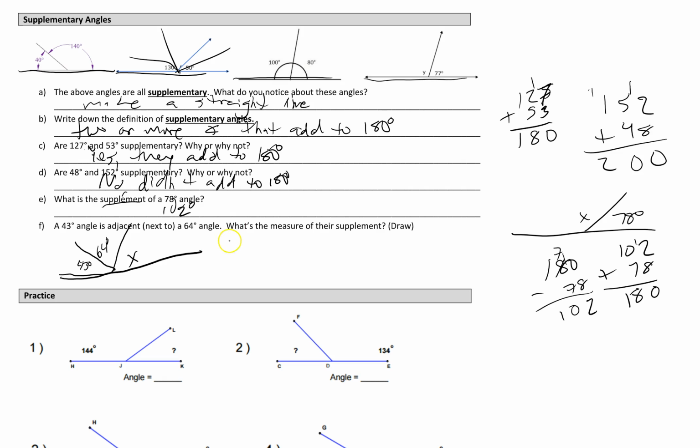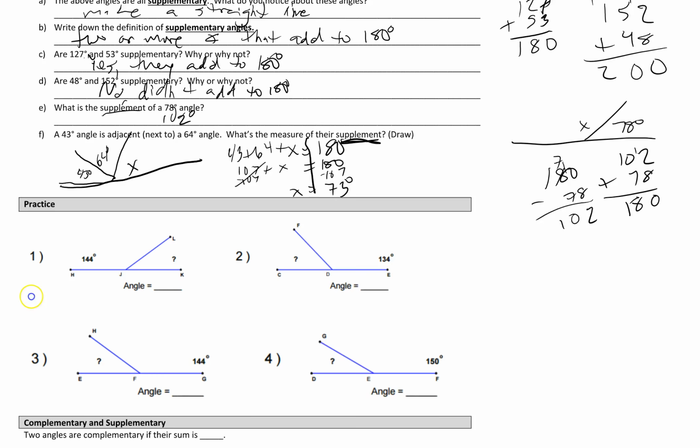So just like before, we can say 43 plus 64 plus x. This time they're equal to 180 since we're talking about supplementary angles. Again, it's just an equation. We can add 43 and 64 to get 107. 107 plus x equals 180. We can subtract out this 107 and be left with x equals 73 degrees.